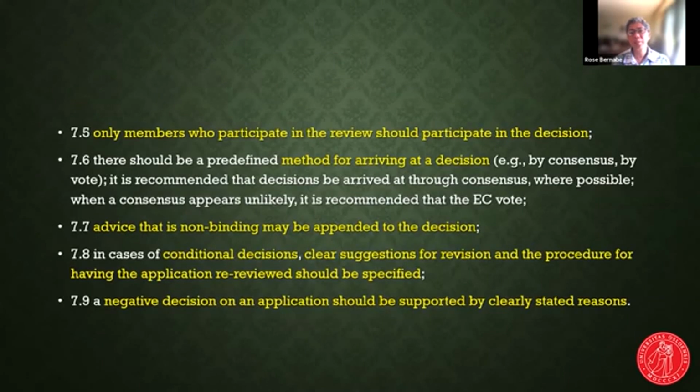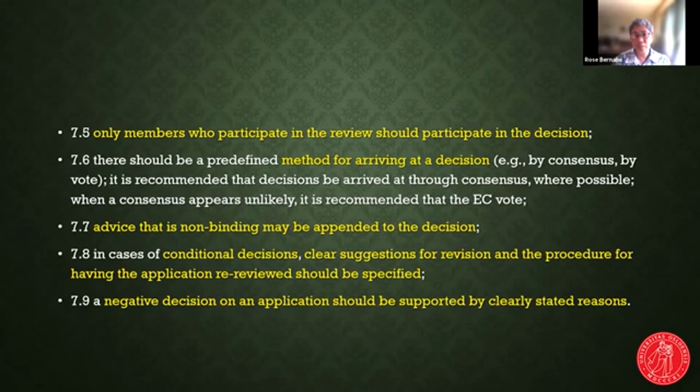Only members who participate in the review should participate in the decision, of course, because you want an informed decision. You want a rational decision. There should also be a method of arriving at the decision. This is either by consensus or by voting. Ideally, you want a consensus, but for example, if a consensus cannot be achieved, most of the time, research ethics committees resort to voting.